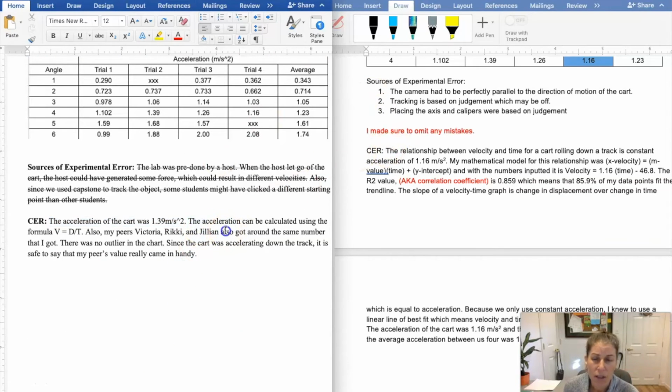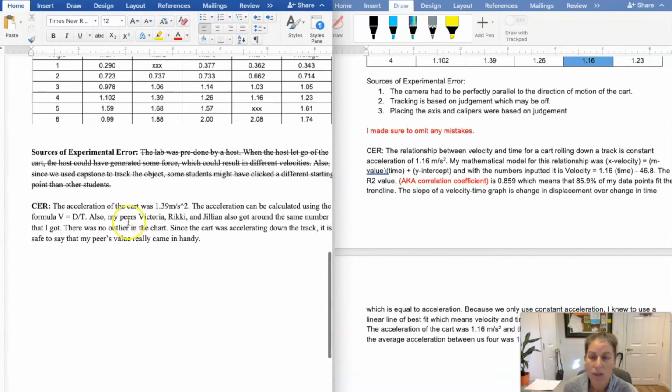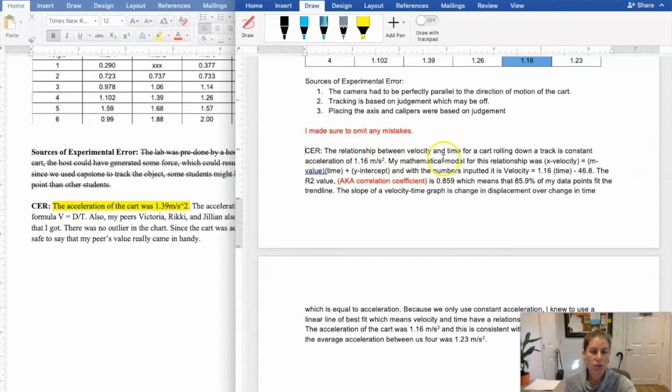Here, sorry, this is not a good claim because this says determine the relationship between velocity and time. I didn't ask for acceleration here, so this doesn't even answer the question. Since this doesn't answer the question, this is not an appropriate claim. He writes a conclusion, but if you don't address the question asked, then it doesn't matter what else you write after a wrong claim. So we're not even going to bother reading all that. Then if we look at this one, the relationship between velocity and time for a cart rolling down a track is constant.